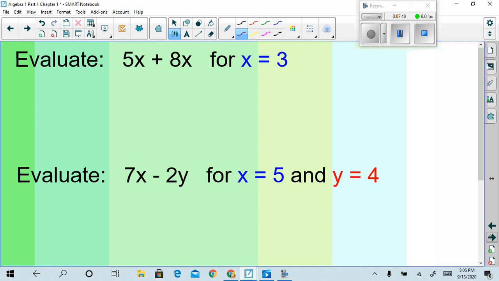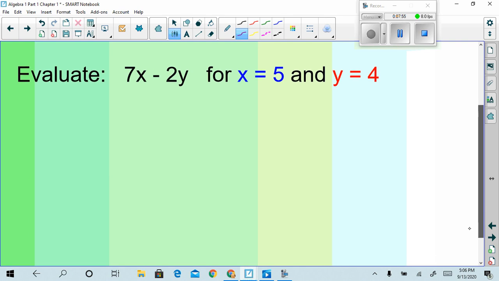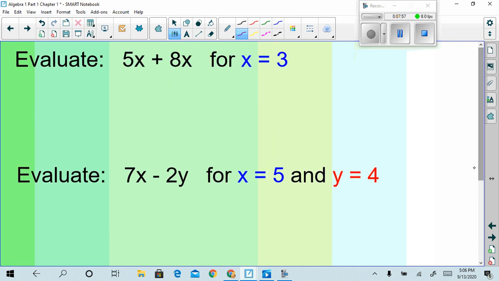Time for you to try. The first one has just one variable. The second one has 2. Try these 2. Pause, try them, and then join me to see how you did.